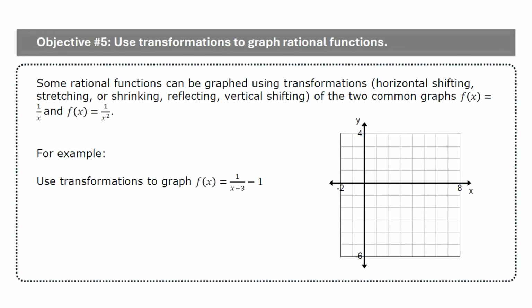Objective 5. Use transformations to graph rational functions. Some rational functions can be graphed using transformations like horizontal shifting, vertical shifting, shrinking, stretching, and reflecting of the common graphs f of x equals 1 over x or f of x equals 1 over x squared. For example, if we were given the function f of x equals 1 over x minus 3 minus 1, we could use transformations to graph this function.